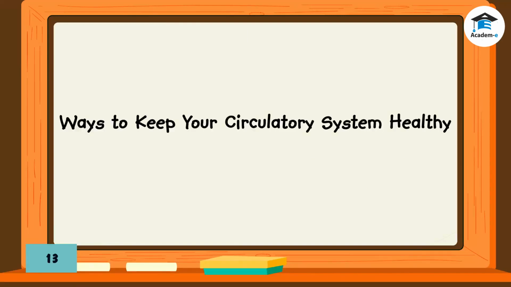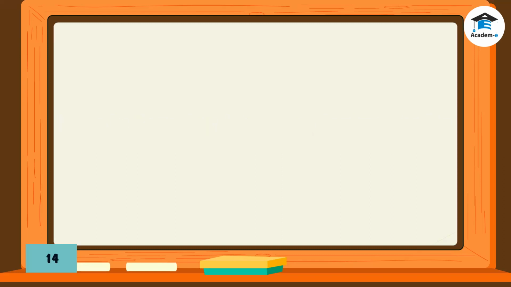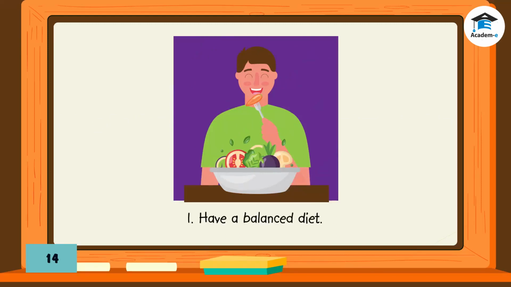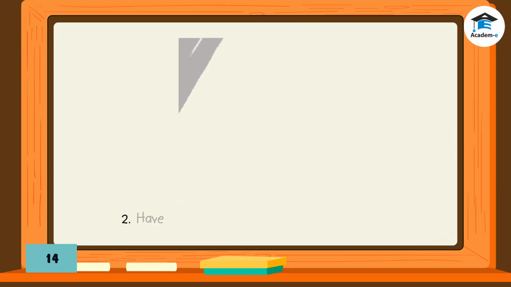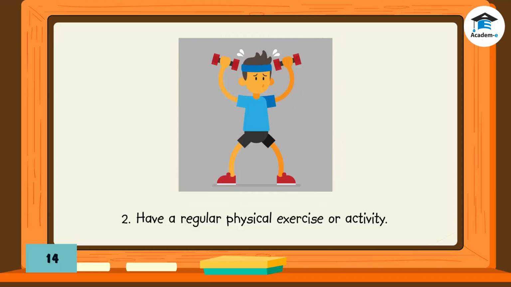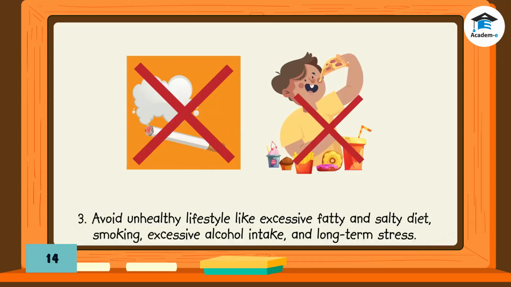You and your family can follow these ways to keep your circulatory system healthy. 1. Have a balanced diet. Eat food that is rich in iron like red meat, seafood, beans, and dark green leafy vegetables. 2. Have regular physical exercise or activity. 3. Avoid unhealthy lifestyle like excessive fatty and salty diet, smoking, excessive alcohol intake, and long-term stress.